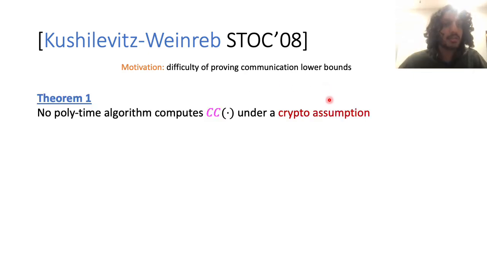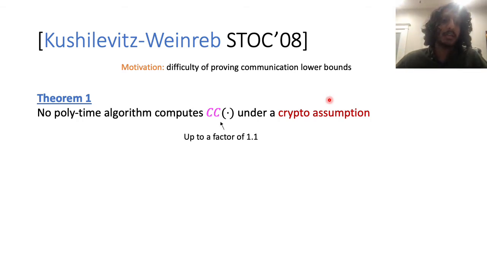Their main theorem was that computing communication complexity is actually hard under cryptographic assumptions. In particular, they showed that computing communication complexity up to some small constant factor is impossible under some cryptographic assumptions, in particular pseudorandom functions in NC1, and this is a relatively reasonable cryptographic assumption, at least in my opinion.